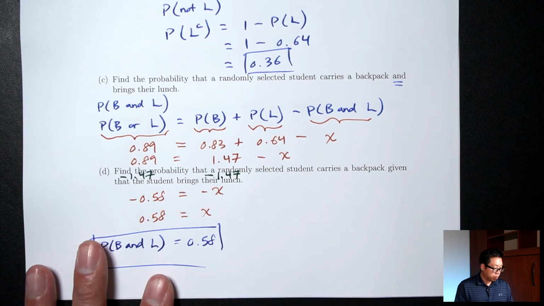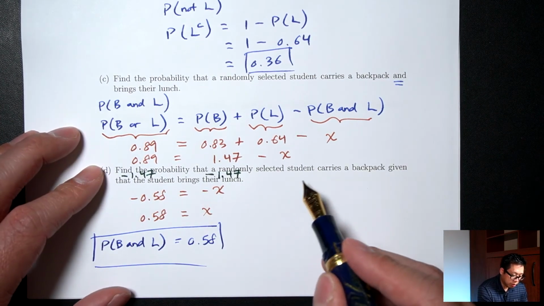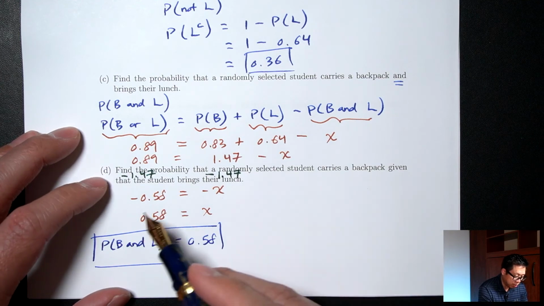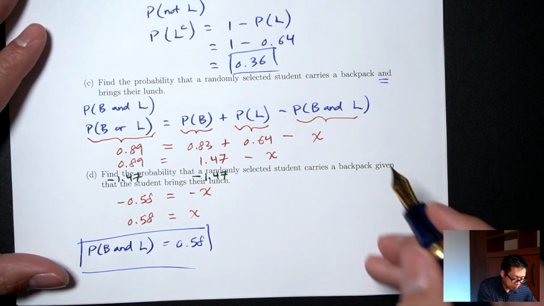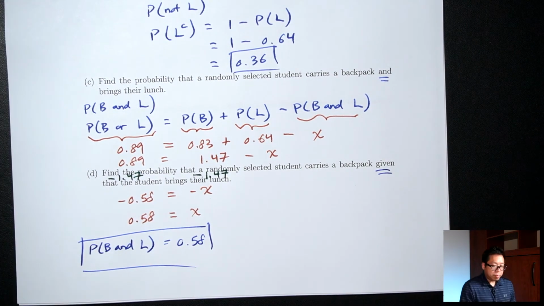Part D, find the probability that a randomly selected student carries a backpack given that the student brings their lunch. Okay, so given.